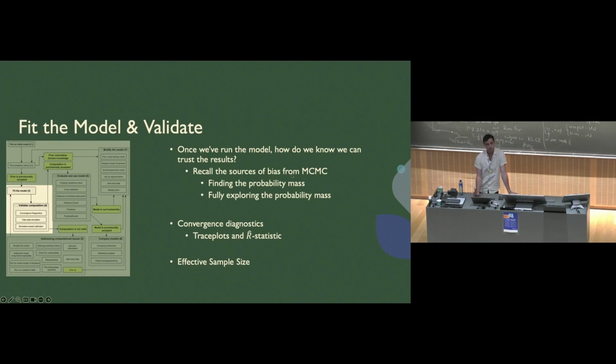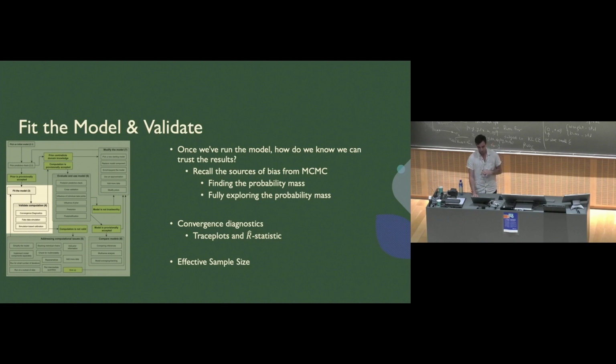If you remember the two sources of bias that I pointed out earlier around MCMC, finding the probability mass and fully exploring the probability mass. We have two diagnostics that we work with for these sources of bias, and they fall under this umbrella of convergence. So if all of our chains have found the mass and fully explored it, theoretically, those chains should all be characterizing the same distribution. They should all be very consistent if they've converged. We assess this using what's called a trace plot, and we also assess this statistically using what's called an R-hat statistic. And I'll touch on effective sample size in just a second.